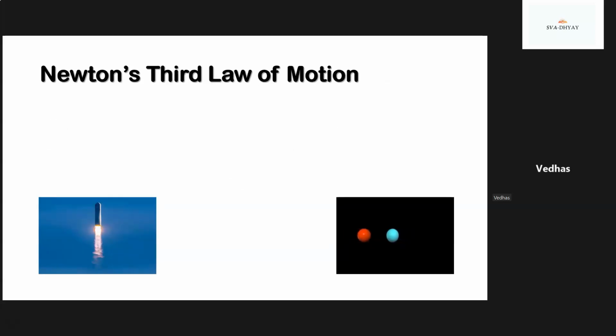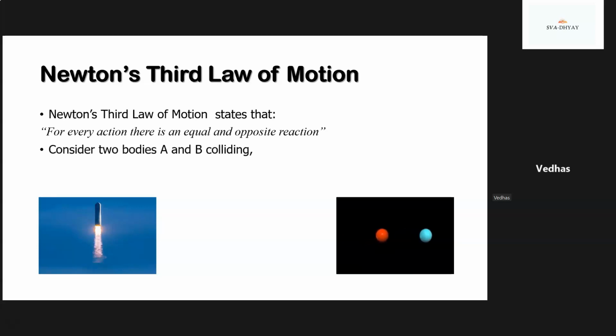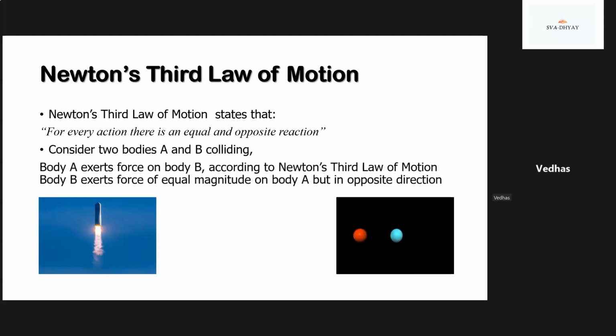Now let's take a look at Newton's third law of motion. Newton's third law of motion states that for every action there is an equal and opposite reaction. Consider two bodies A and B colliding. Body A exerts force on body B. According to Newton's third law of motion, body B exerts force of equal magnitude on body A but in opposite direction. This is called reaction.